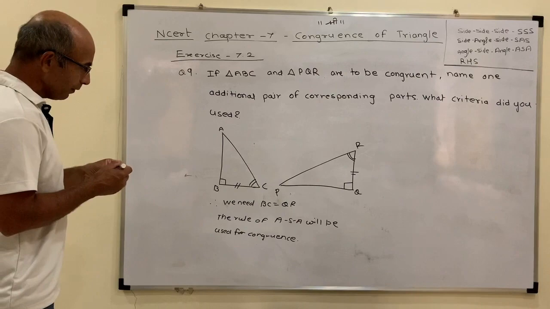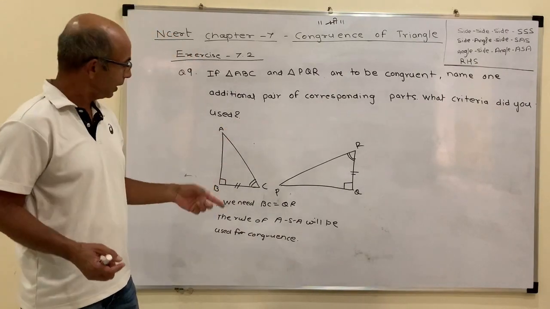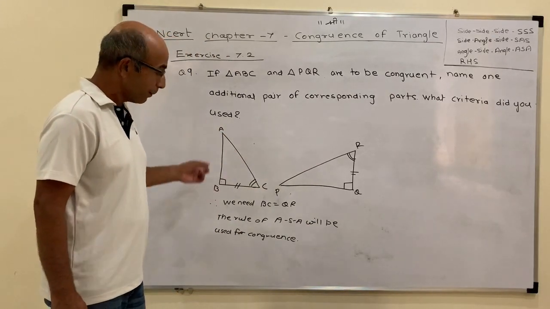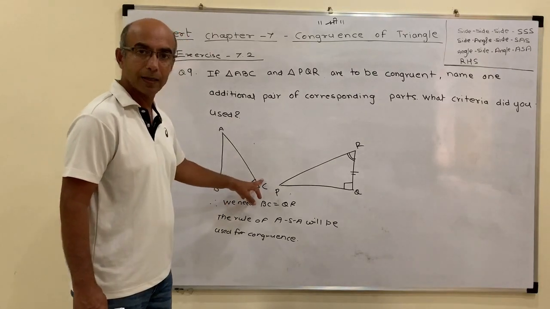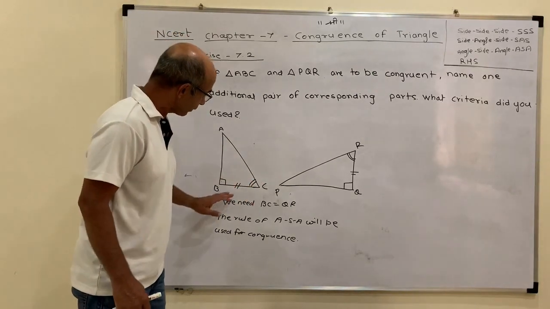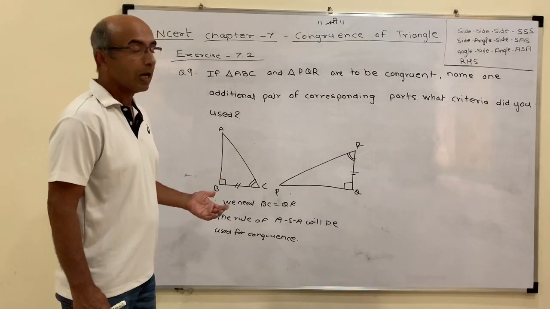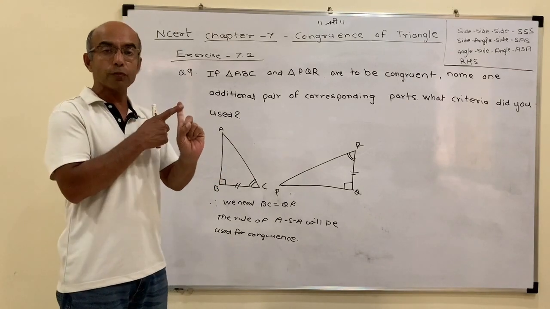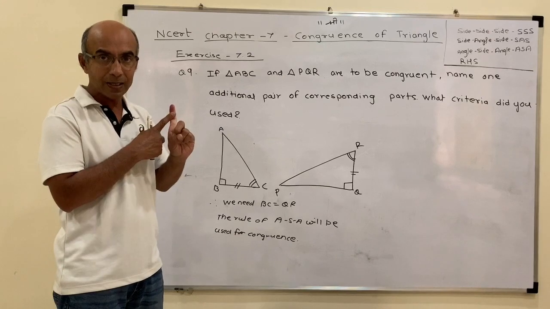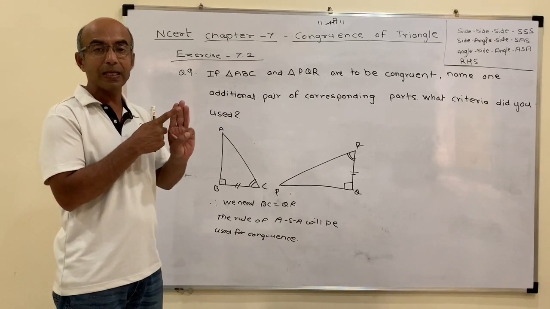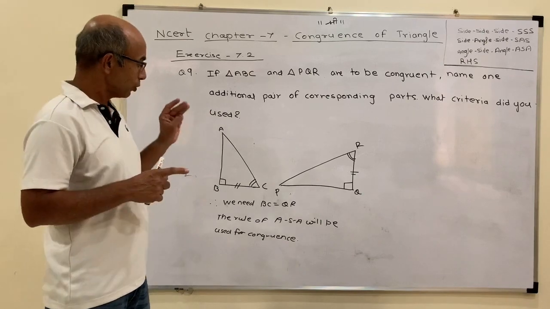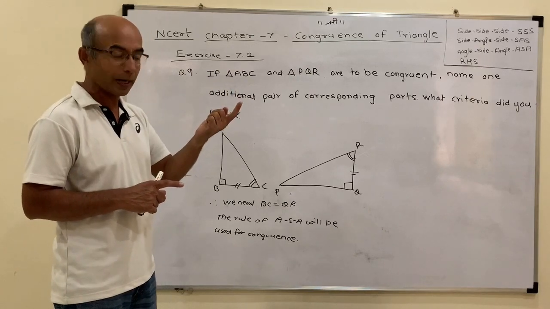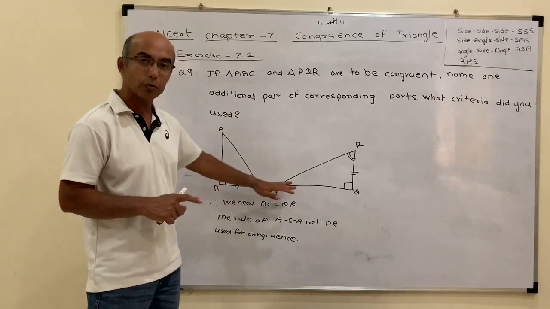Yeah, see, if they give us BC equal to QR, then we can say these two triangles are congruent. But the rule is angle side angle. In this kind of question, you first see what has been given, and then you try to recollect the rules. The first rule by which we can prove two triangles congruent is side side side, and then angle side angle. Here two angles are given. So if we get one side which is in between these two angles, then only we will be able to prove these two triangles congruent.